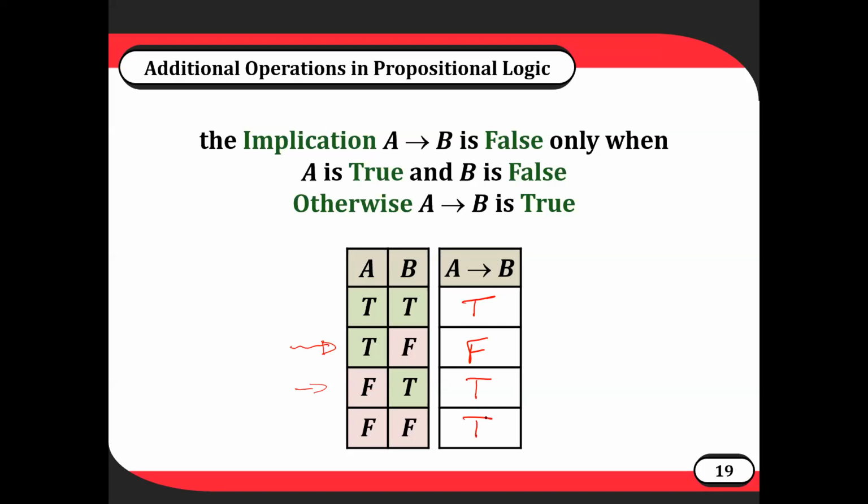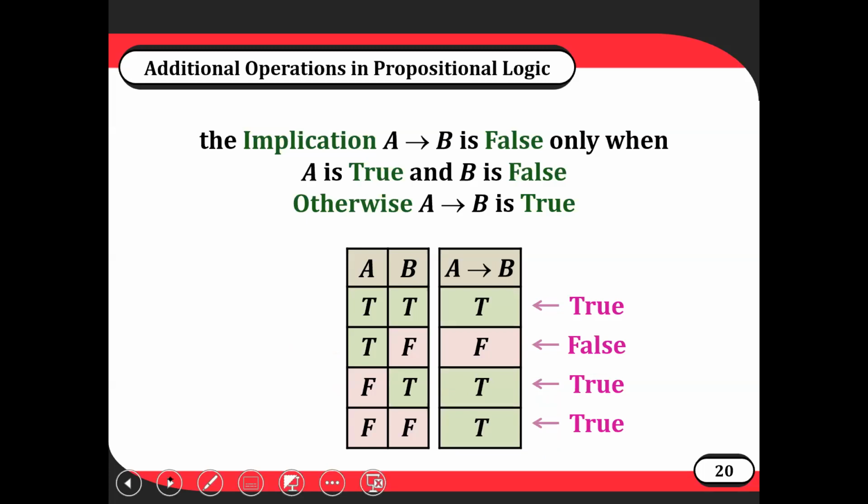If A is false, then A implies B is true, regardless of B. We'll try to explain the reason behind that. This is the part that can sometimes be a little counterintuitive: the fact that if A is false, then we evaluate A implies B to true. But we'll look at some examples, and hopefully that will get across the logic behind it.